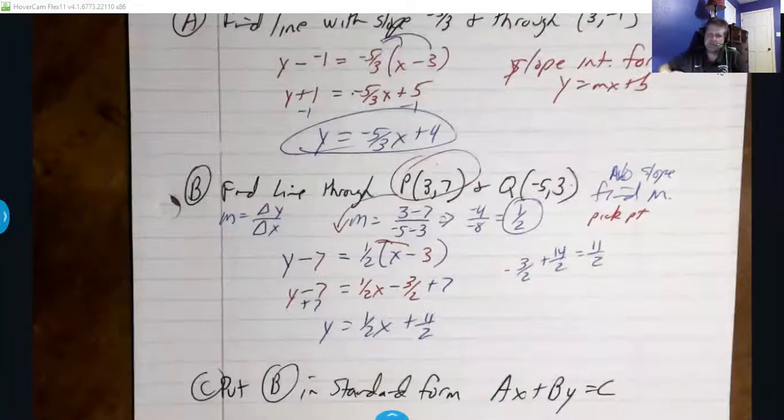And you can use your graphing calculator. That helps. Some other calculators do fractions, so you can do it that way too. All right, so that's slope-intercept.